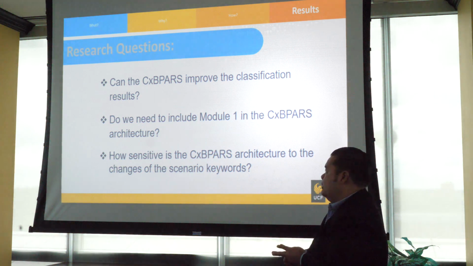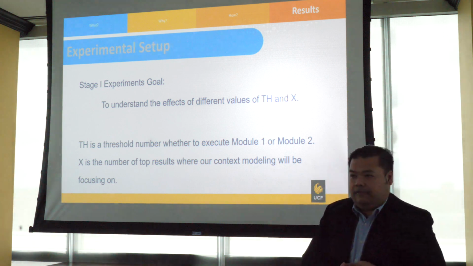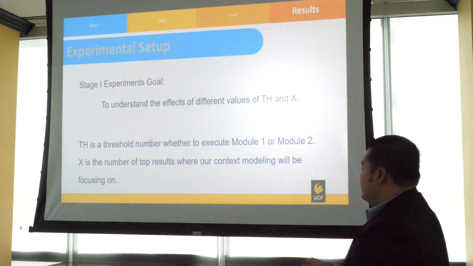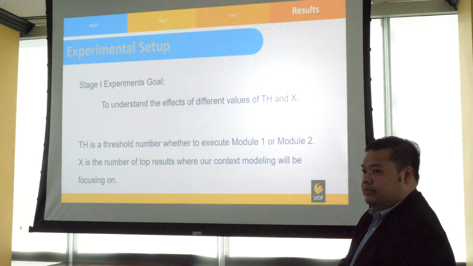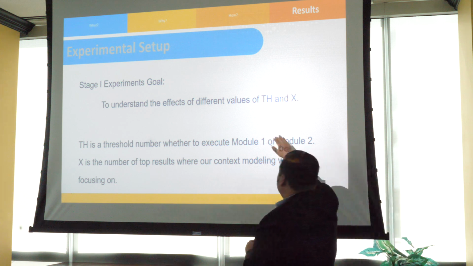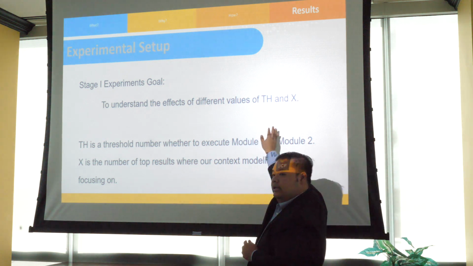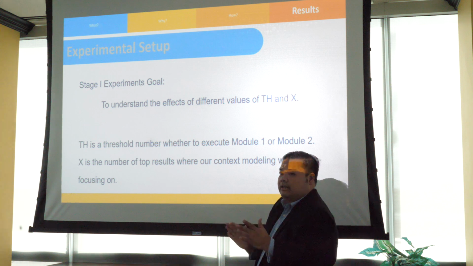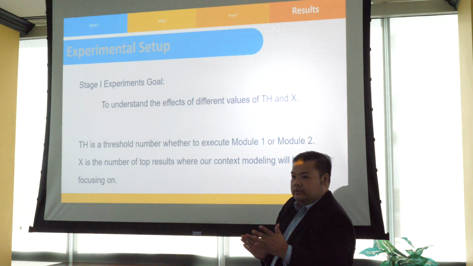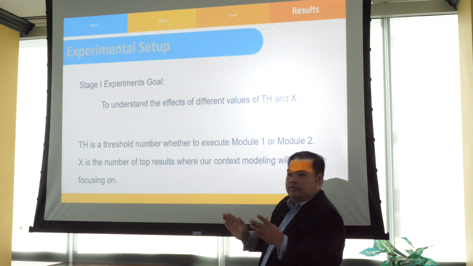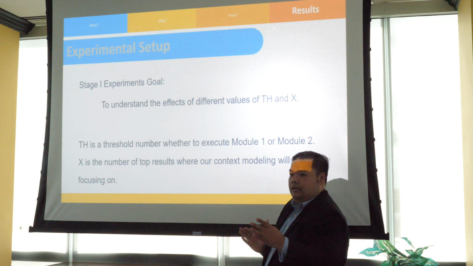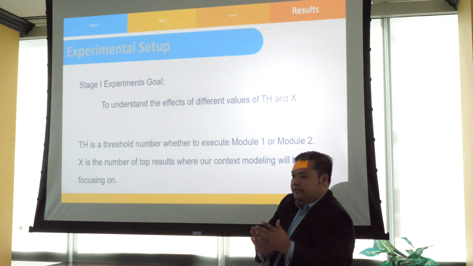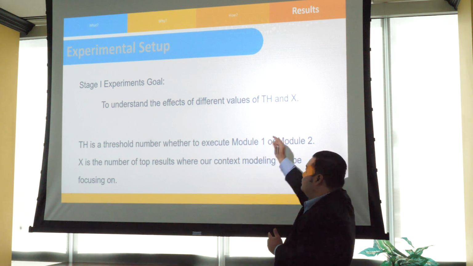So in the next slide, we are running 4 different stages of experiments. In the first experiment setup, stage number 1, we just want to understand different values of TH and X. TH stands for the threshold, and X is basically how many results we want to focus on, right? For example, we have 17 emotions, so if we want to focus on the entire 17 results, we give X equals 17. If we just want to work with the top 5 emotions from the classifiers, X is 5. Okay? So next slide, please.